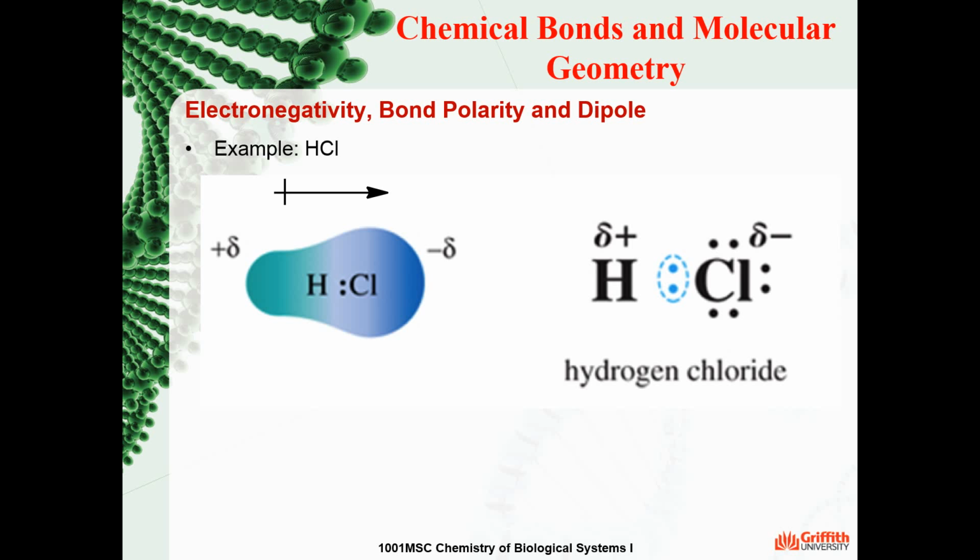How is this different from ionic bonding then? In the ionic compound, one atom takes a full positive charge, which means it completely lost the electron.